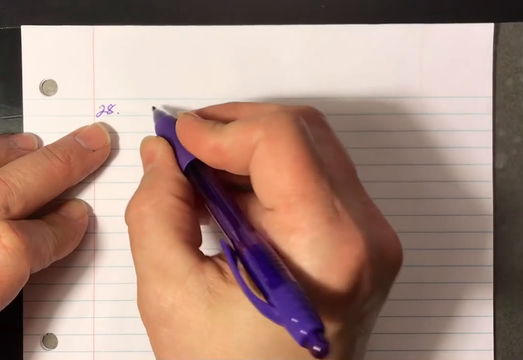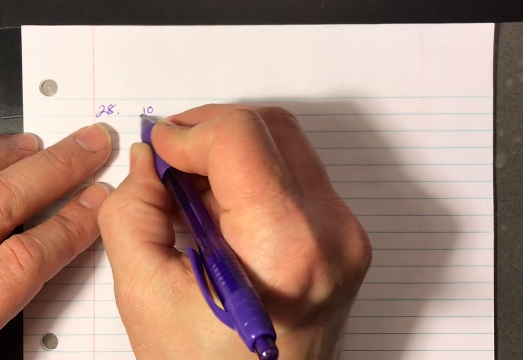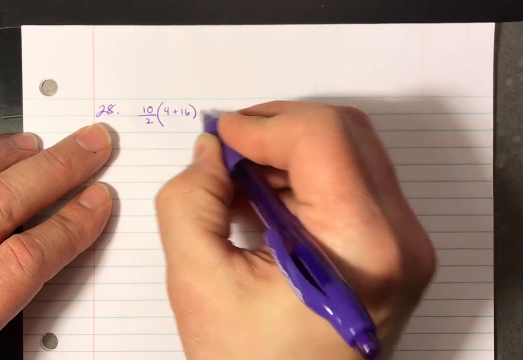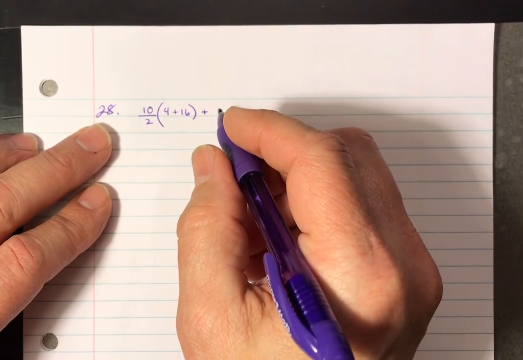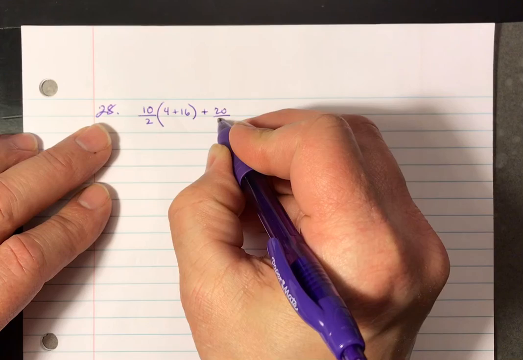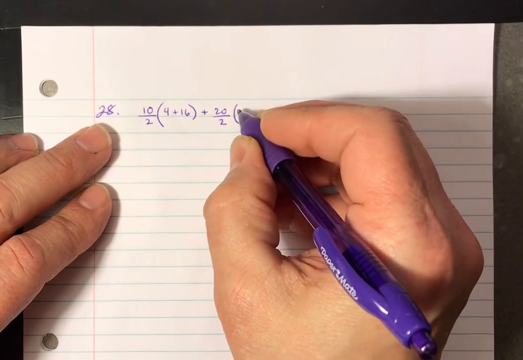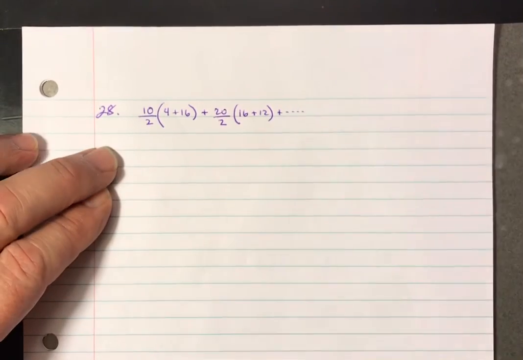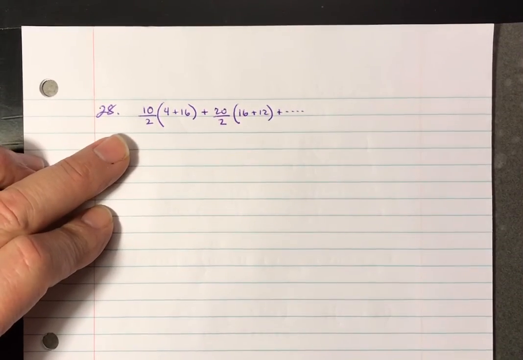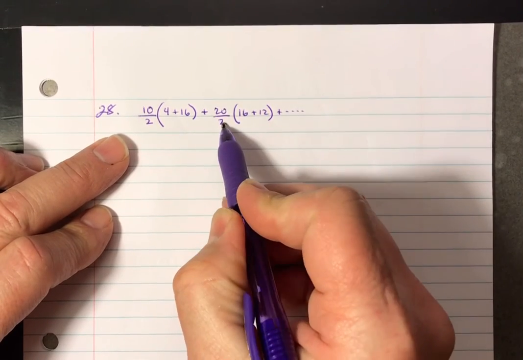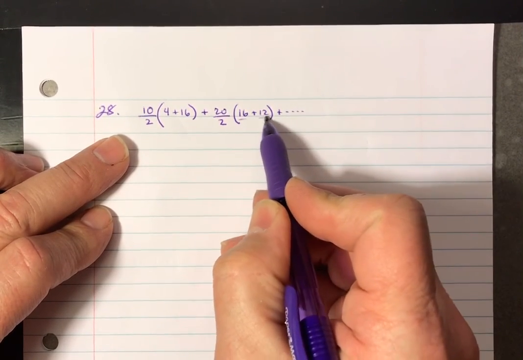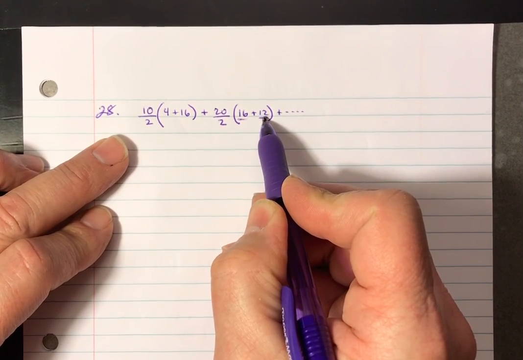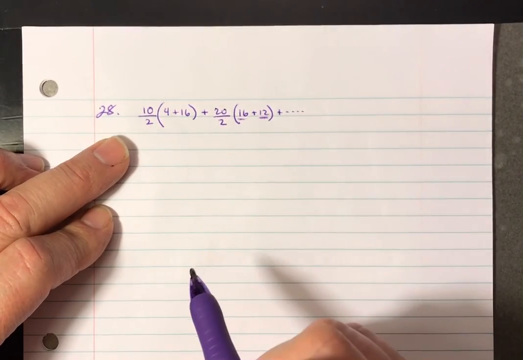So the first interval is from 0 to 10. So I'm going to take 10 over 2, and the rate is 4 plus 16. And then the next one is from 10 to 30. So that would be an interval of 20, and that is 16 on one end and 12 on the other. And so if we add up each one of these intervals divided by 2, and then we multiply by the height of one edge of the trapezoid and the other edge of the trapezoid, then we would keep going until we get to 90.